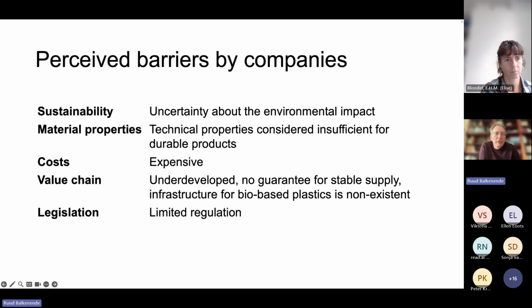Uncertainty about the sustainability effect, insufficient knowledge about material properties, relatively expensive, let's say 30 to 35% more expensive than similar plastics, an underdeveloped value chain, and also a lack of trust in regulations.